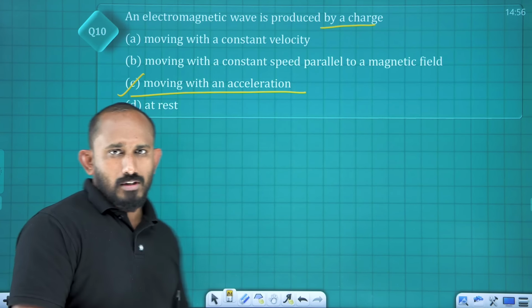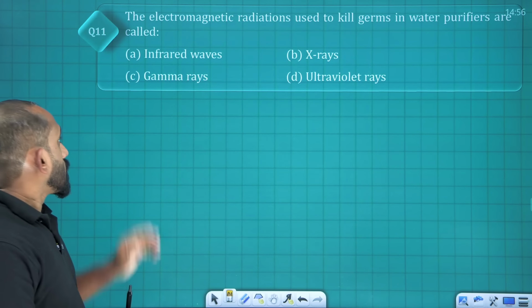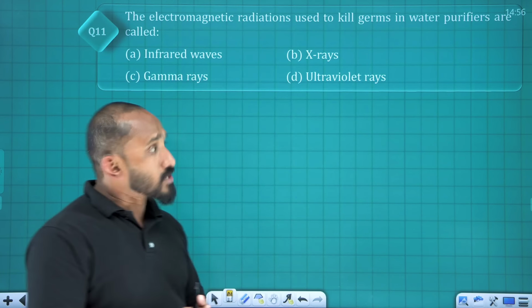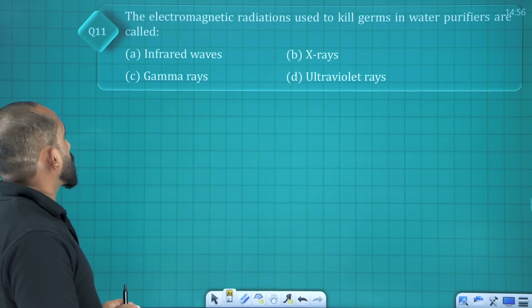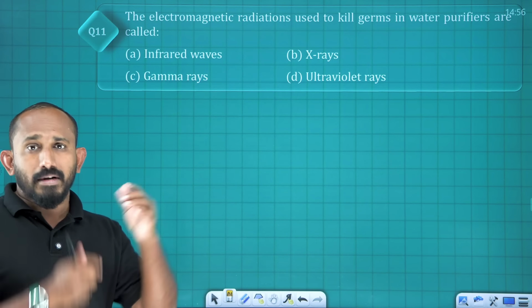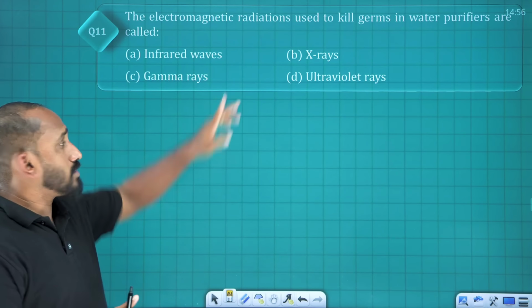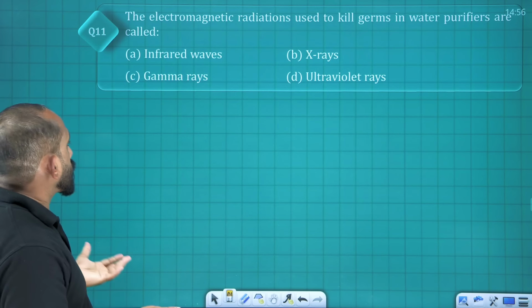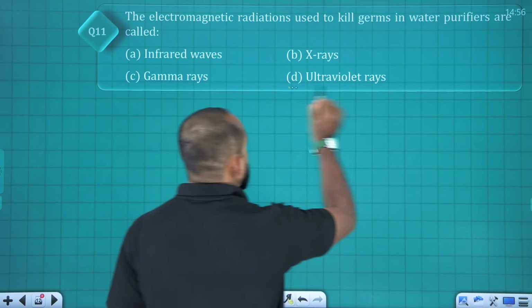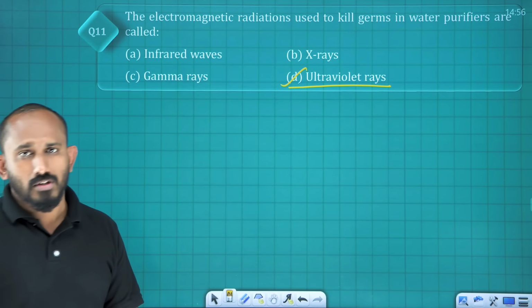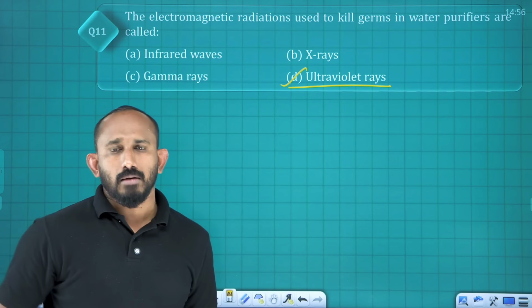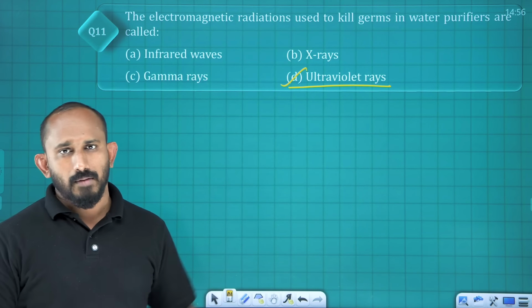Let's go for the next question. The electromagnetic radiations used to kill germs in water purifiers are called. Okay, the same topic only, but the question came in a different way. To kill germs means to purify the water. We use which one? The ultraviolet rays. See, the same concepts are there, but the question came in another way. The structure is different, only the concept is the same.